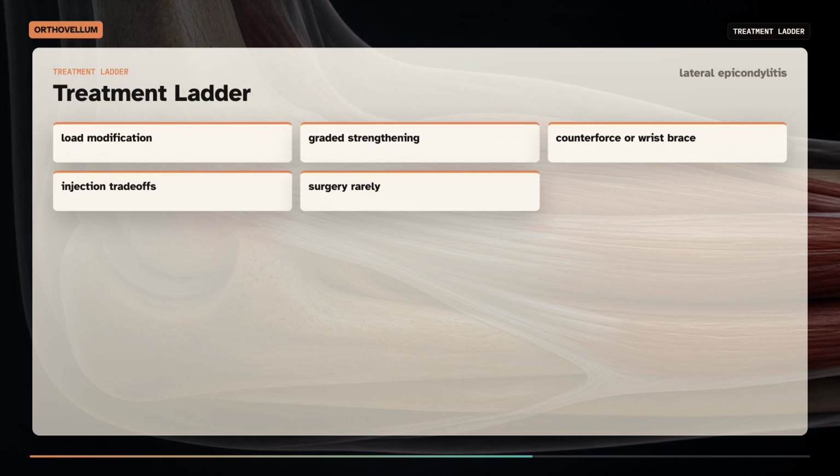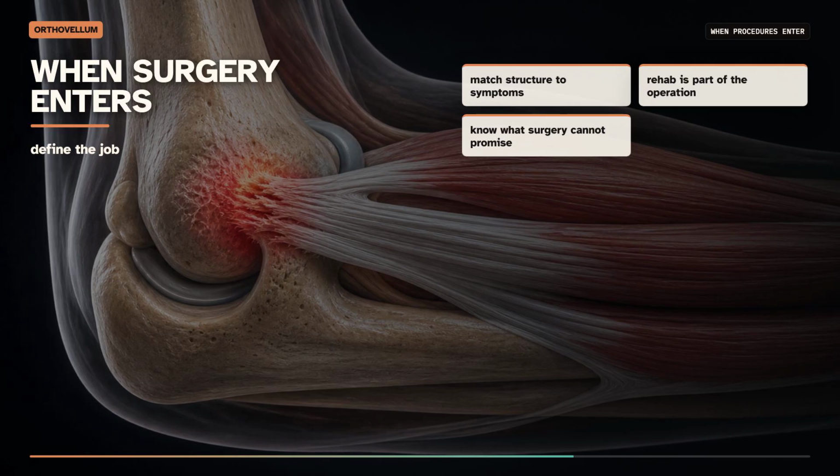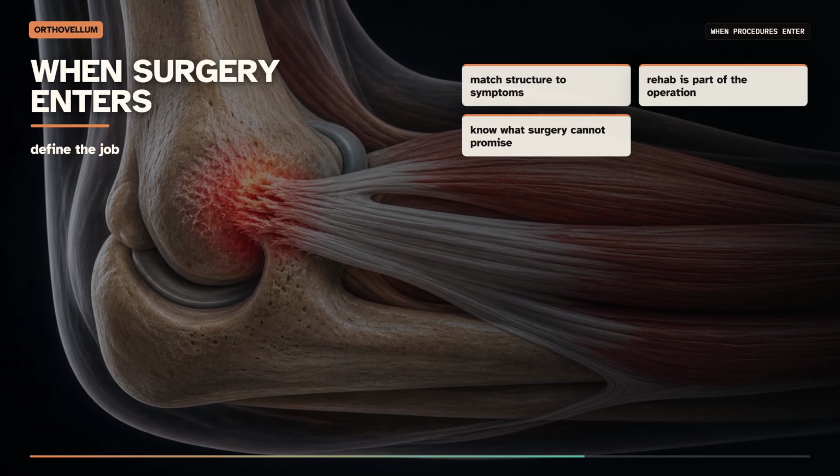Failure of treatment should also be defined honestly. Is pain unchanged, function worse, strength not returning, or the diagnosis probably wrong? Those are different problems. When surgery enters the conversation, the question becomes, is there a structural problem that matches the symptoms and has not responded to sensible care? Surgery should have a job description. Pain relief, stability, decompression, alignment, repair, replacement, or prevention of deterioration are different jobs.